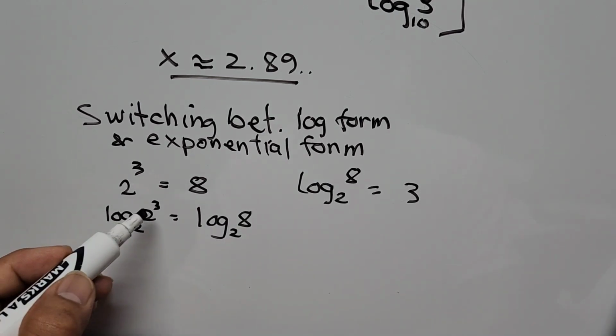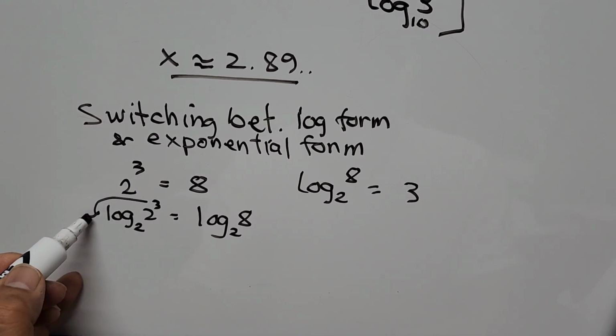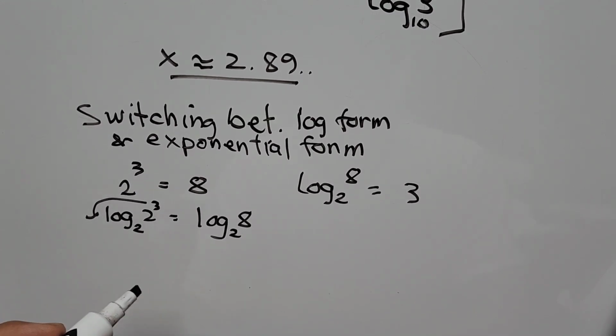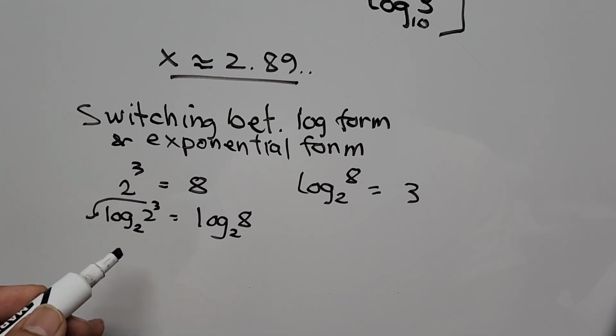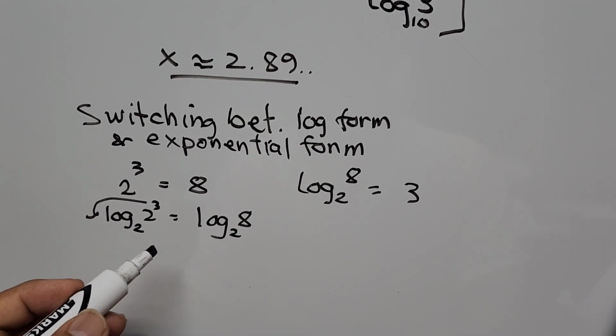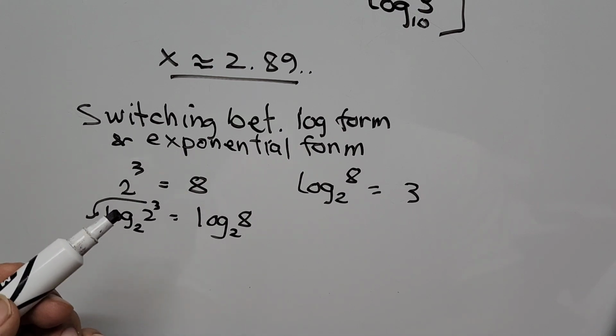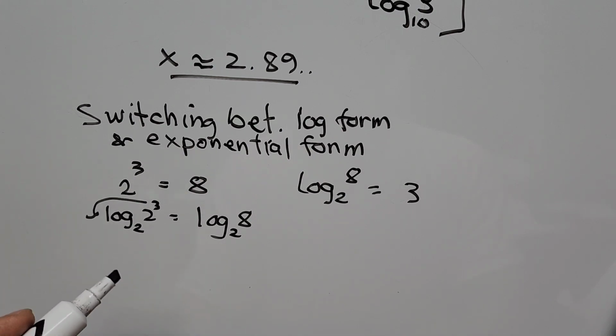And here, we can take down the exponent to the front as a coefficient. That's a logarithm power rule. We will know that later. But since this is just the basics, I will just show you how to switch log form to exponential form or vice versa.